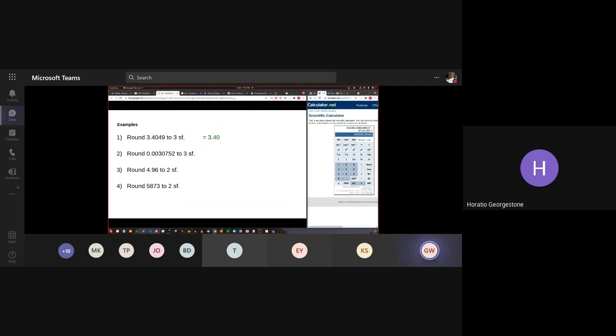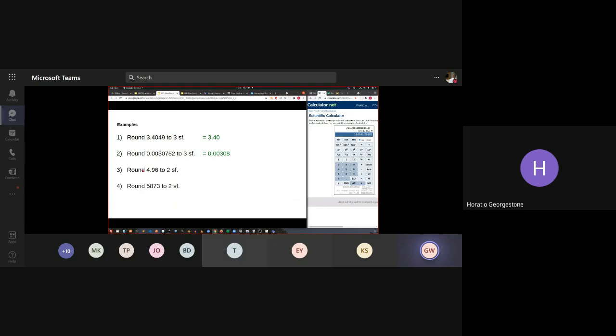Okay, question 2, 3 significant figures again. Sorry, that's really annoying, isn't it? So these zeros at the beginning are not significant. Then we have the 3, which is significant, the 0, which is significant, because remember, any zeros after the first significant figure are significant figures. And then the 7 is the third one. Now the next digit after the 7 is a 5, so we're going to round the 7 up. So it becomes 0.00308.